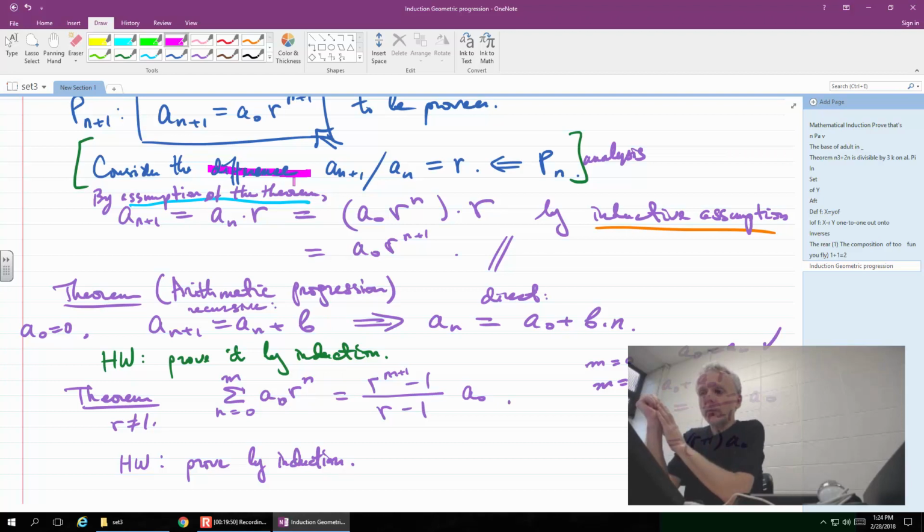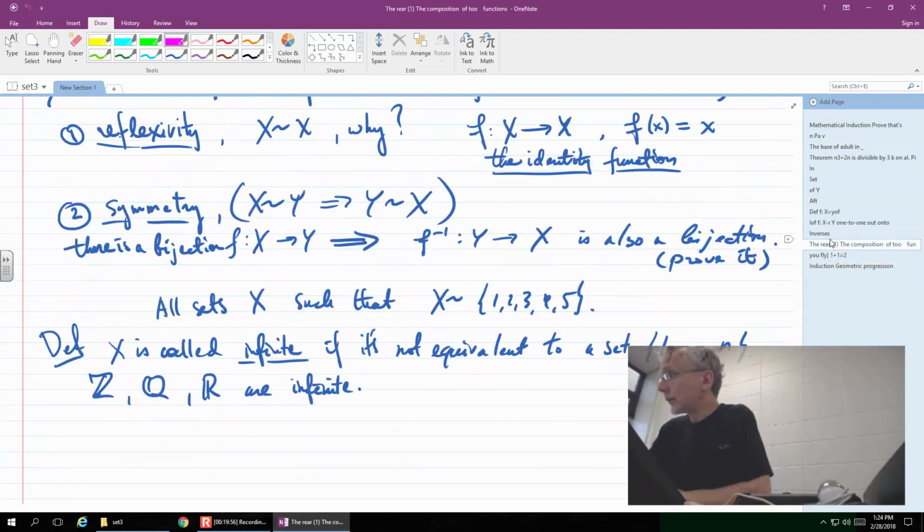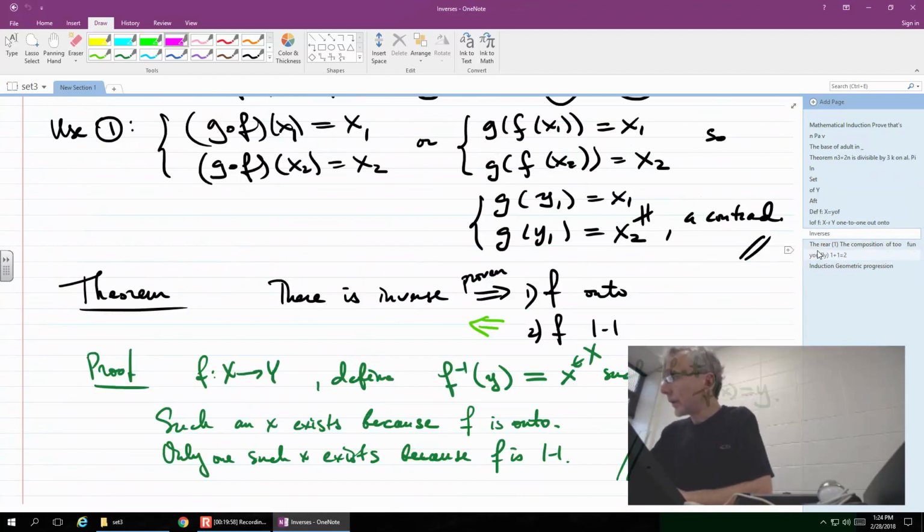Okay, so let's move on. We could still talk a bit more about the test tomorrow. So let's review what we have accomplished. We understood the inverses.